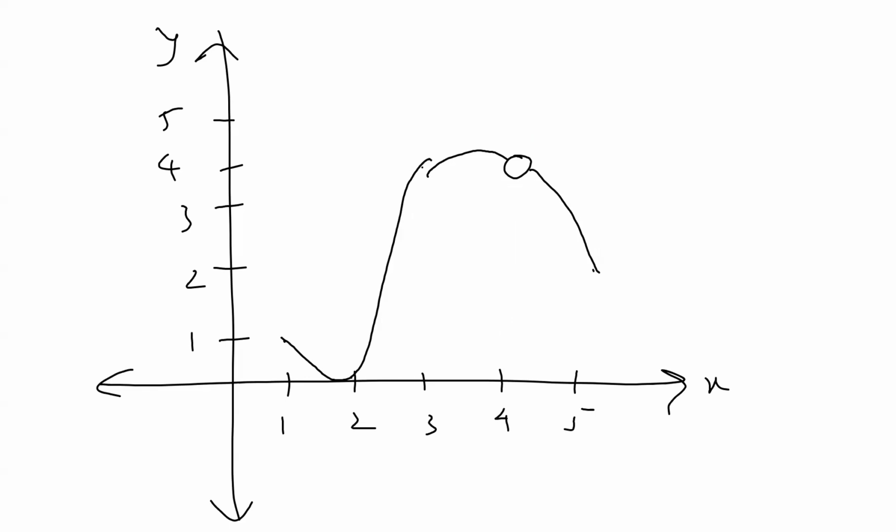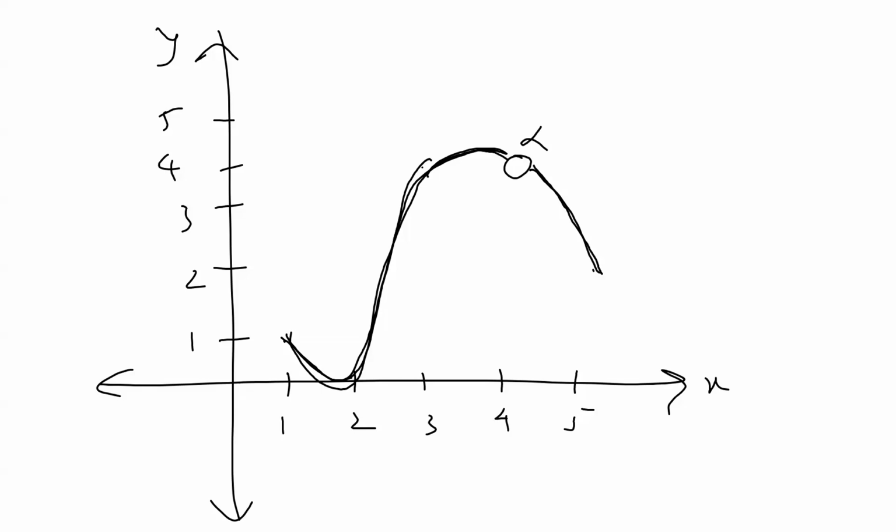So this is a discontinuous graph because there is a gap. Okay, the curve was smooth. Suddenly, when x is equal to 4, there is no specific value of y. Okay, so there is a gap at 4. So that's the reason why the function is discontinuous at x is equal to 4.